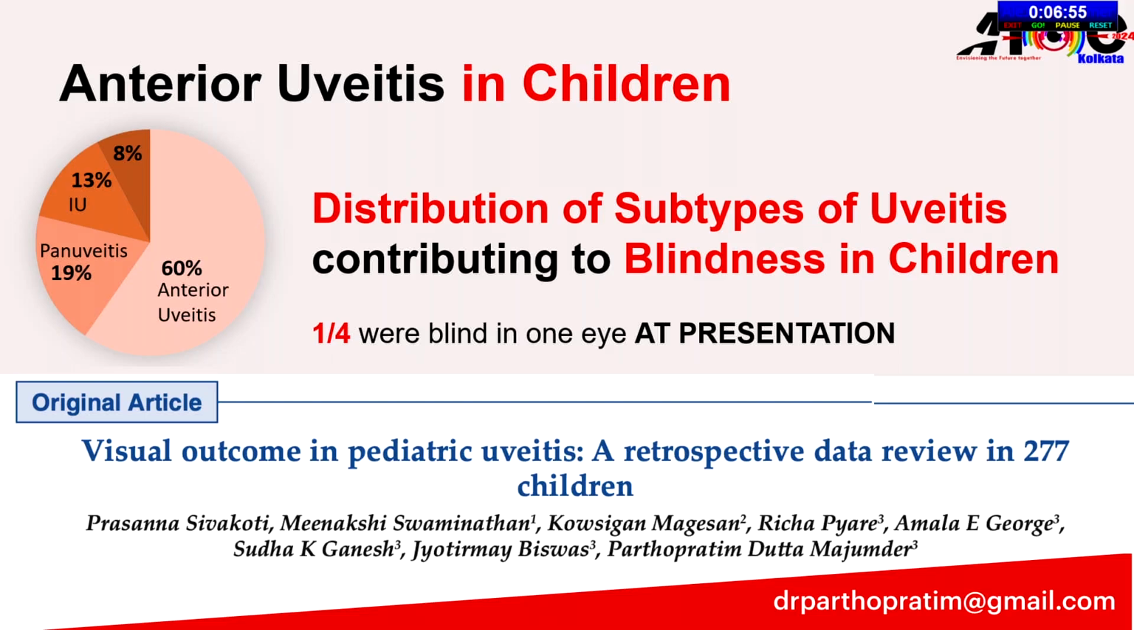From Shankar Netralaya, Chennai, where we analyzed 277 children and their visual outcome, we realized that a quarter of these children were blind, at least in one eye, when they presented to us. If you see the etiology of this blindness, 60% of them were suffering from anterior uveitis. So understand, don't underestimate anterior uveitis. It can be a cause of blindness also.